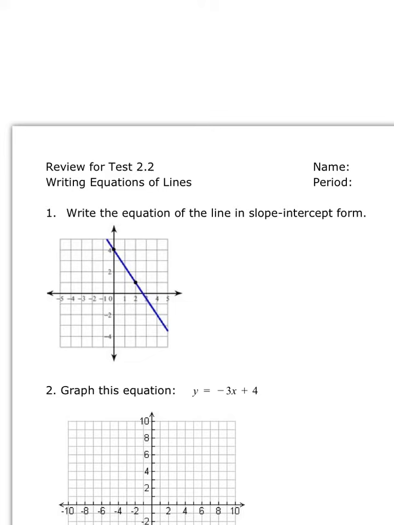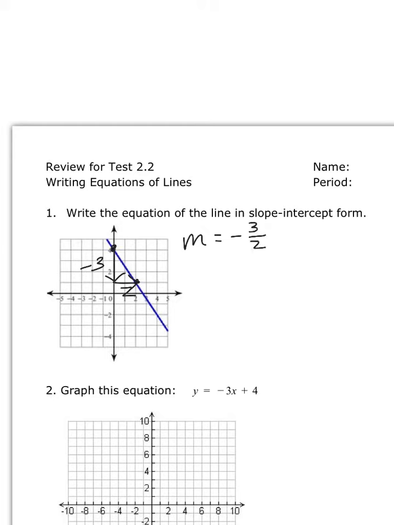So number 1 says, write the equation of the line in slope-intercept form. So what you want to do is find 2 points. We've got 2 points, don't we? We've got 2, 1 and we've got 0, 4. So I'm going to go down how many units? -3, right? And then I'm going to go right how many units? Positive 2. So my slope is -3/2.